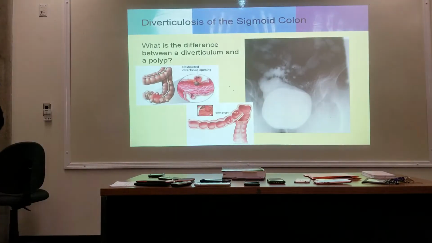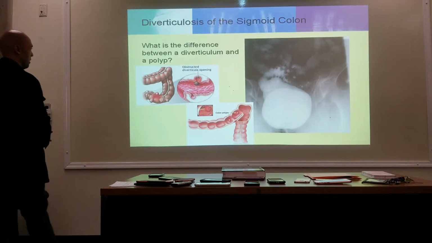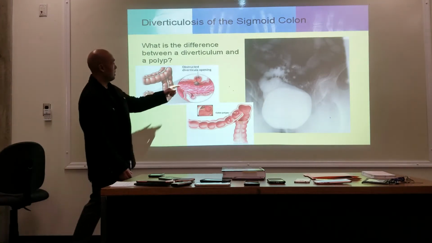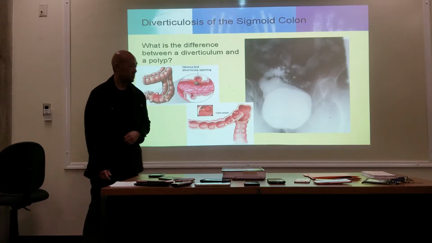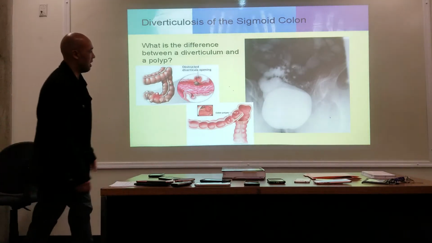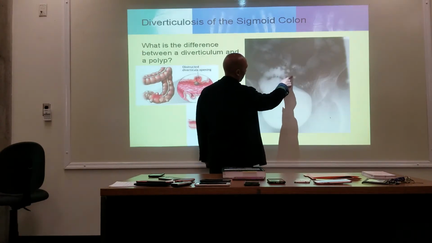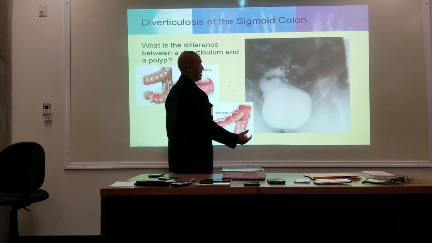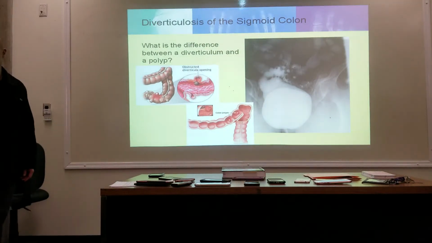Diverticulosis of the sigmoid colon. So what's the difference between a diverticulum and a polyp? It's outpouching. Yeah, direction of the pouching. So outpouching is diverticula, and polyps are inpouching. And so we have a radiograph here in the sigmoid area where you have, what is this? It's out, right? It's on the outside. So what do you call that? Diverticula. Okay, or diverticulum.